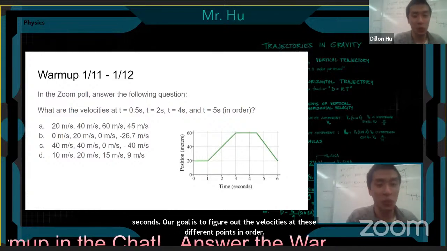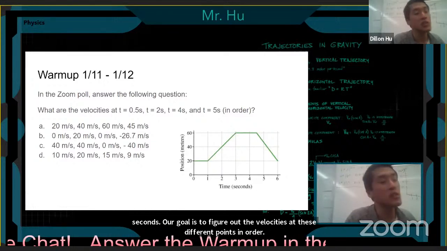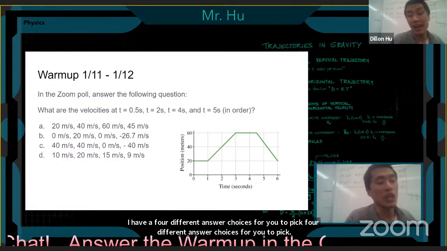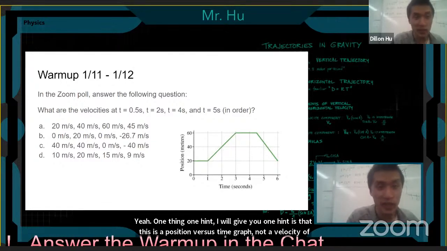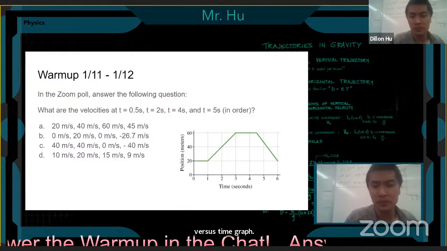The reason why this is important is because in order to find the velocity, we should remember that velocity is the change in our position over the change in our time. So that's something you should take into consideration as we figure this out.